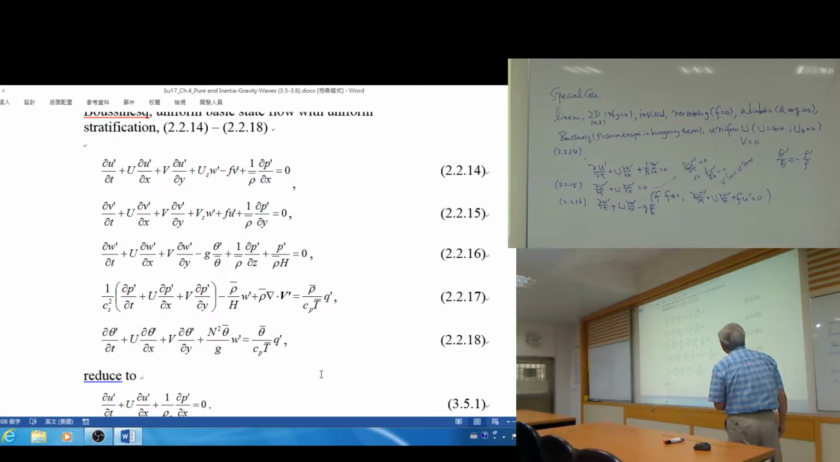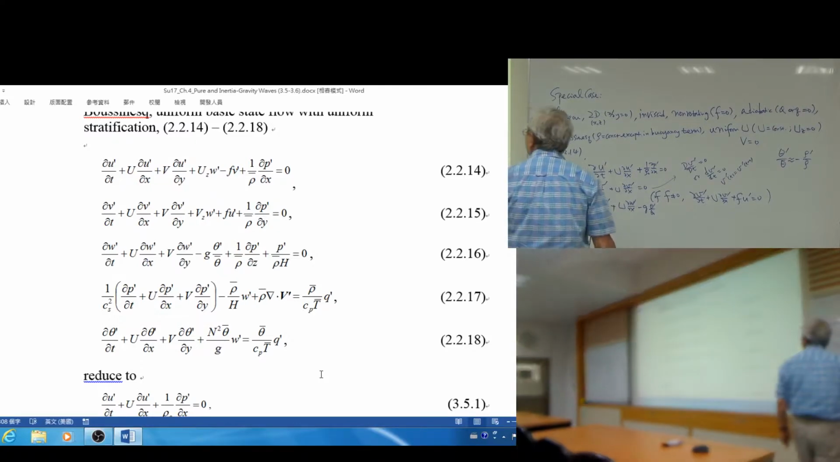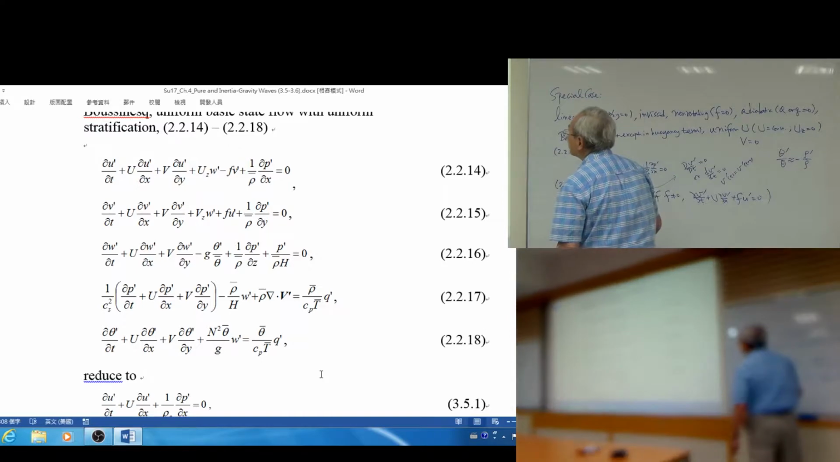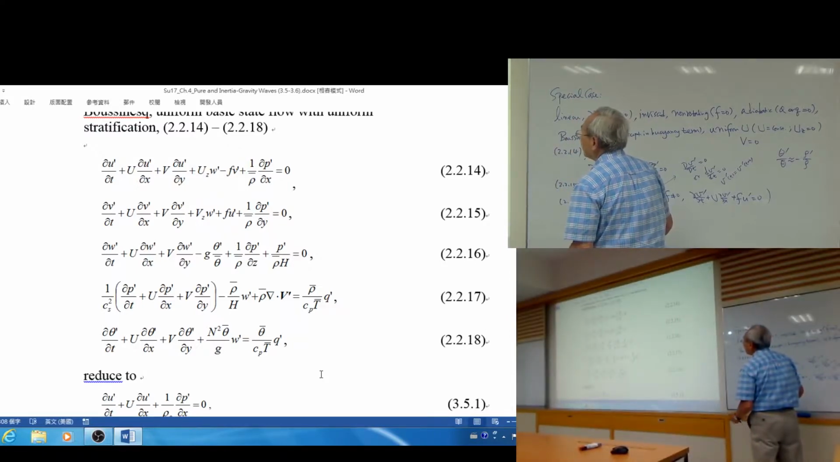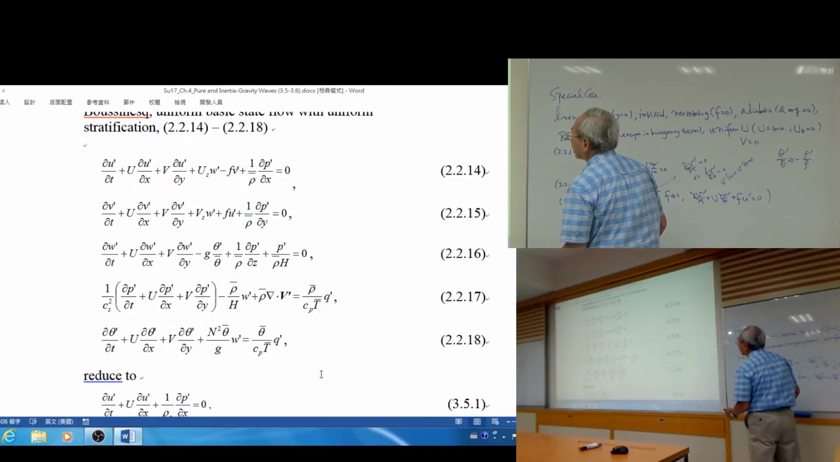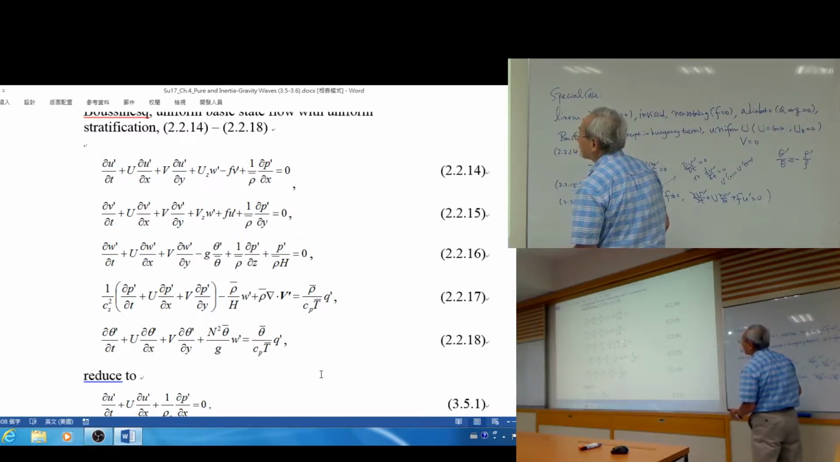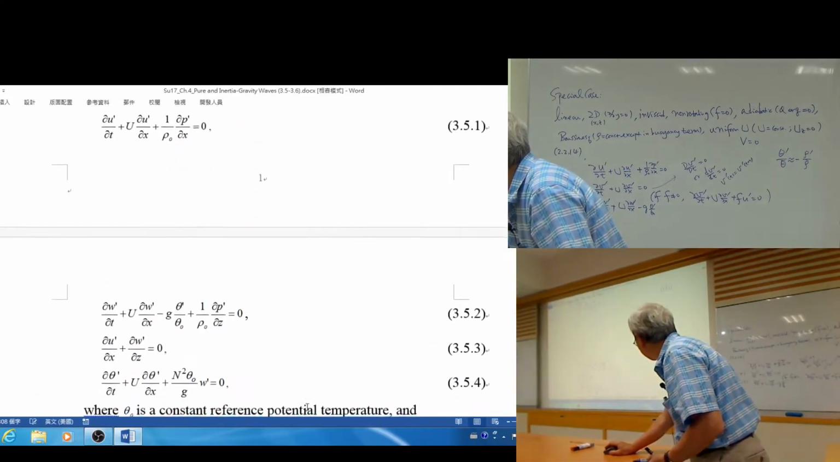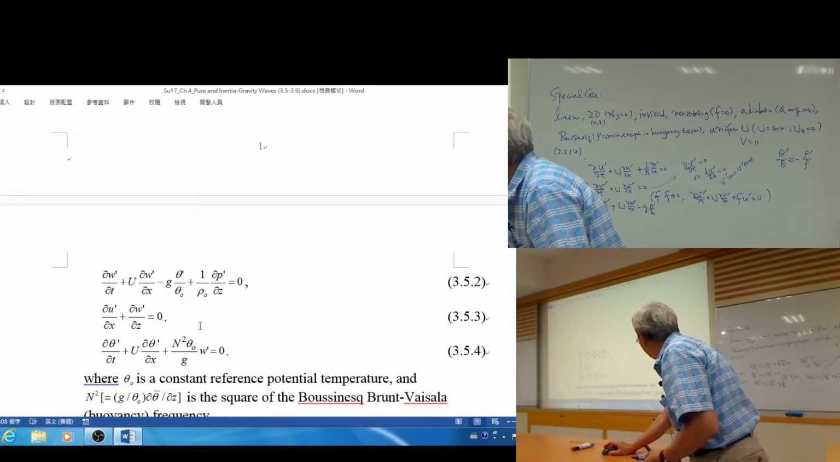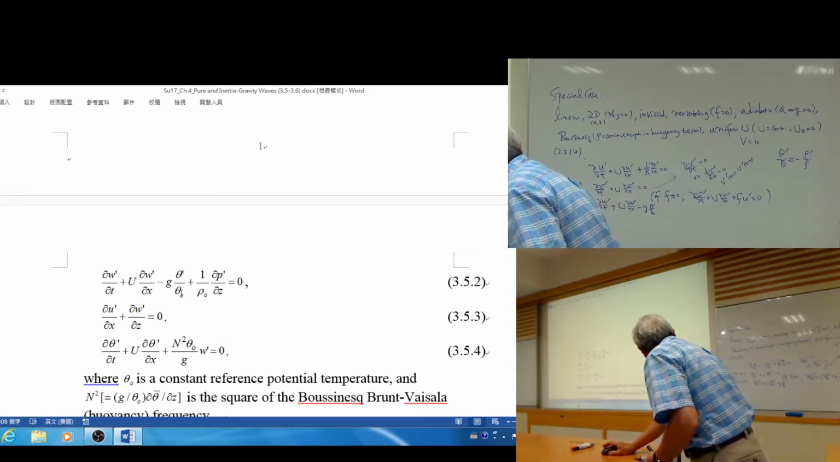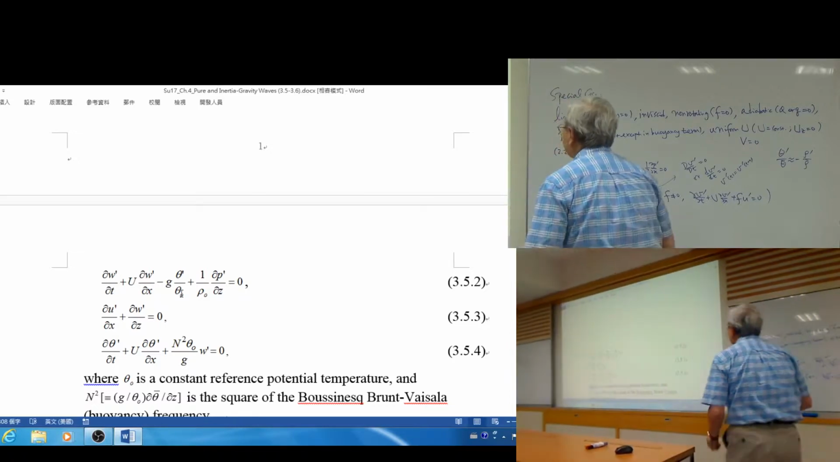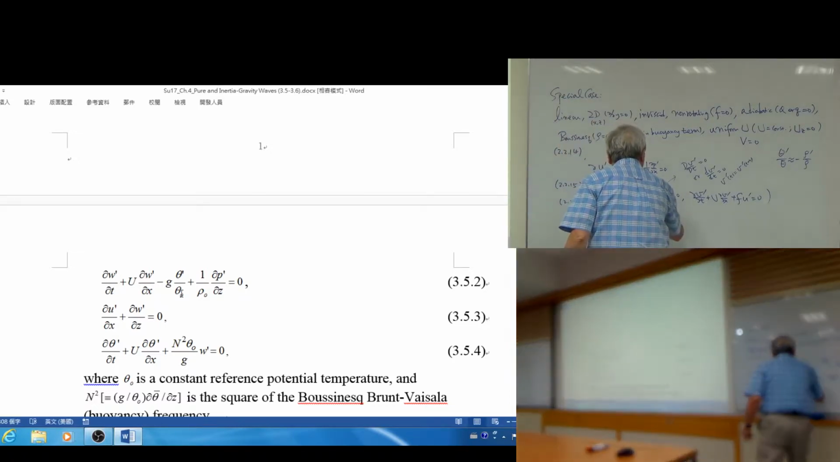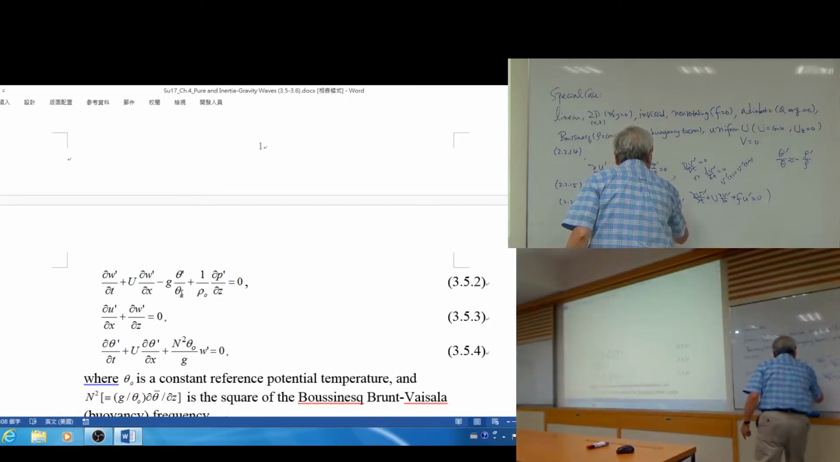Okay, and then this one becomes 1 over rho naught dp prime dz. And this one becomes 0. So equation 2.2.16 becomes like this: it's theta naught, and then plus 1 over rho naught dp prime dz equals 0.